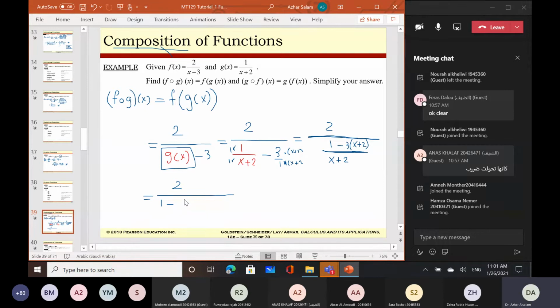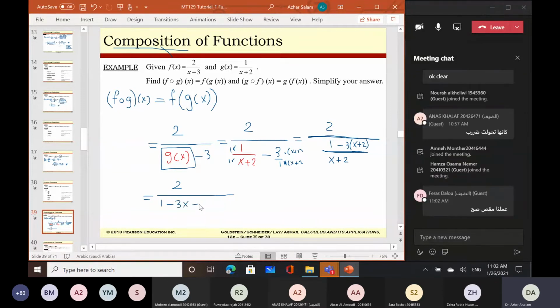So I have here minus 3 multiplied by x plus 2, which is minus 3x minus 6. I distribute here minus 3 multiplied by x and minus 3 multiplied by 2. The same denominator here is x plus 2. هذا البسط الكبير. هذا البسط الأساسي. It's 2.